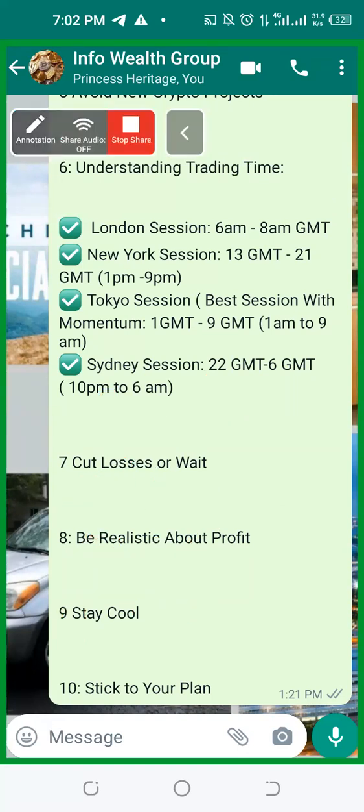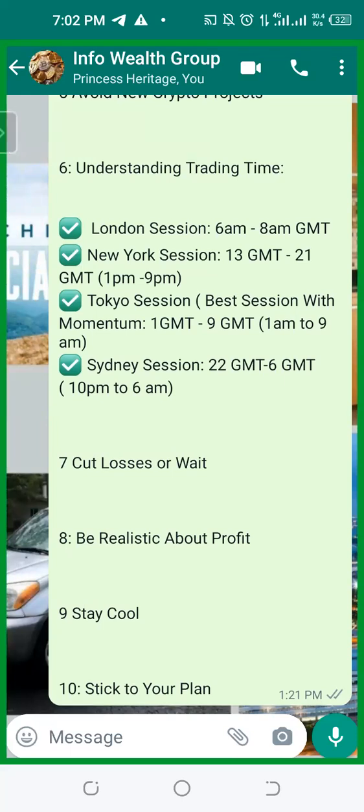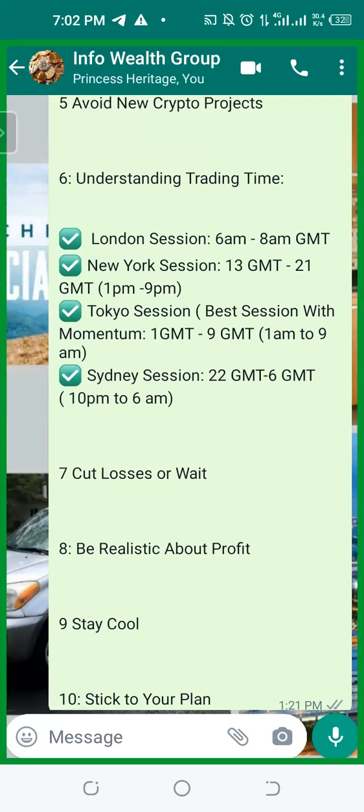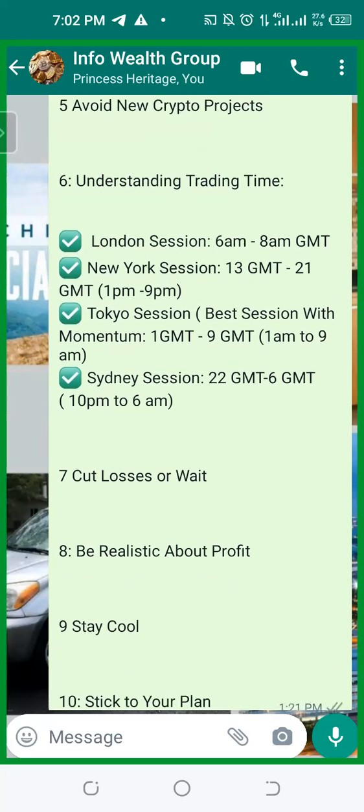The strategy that I used last week, we were able to get about 4 coins that delivered within a week. I want to go back to that strategy.